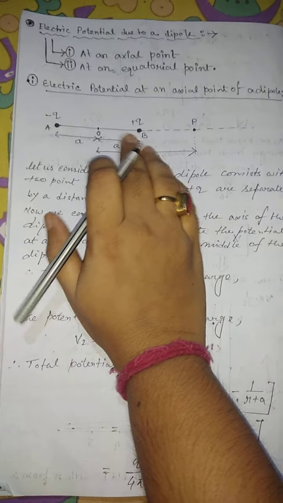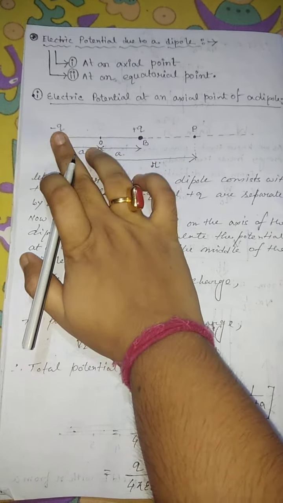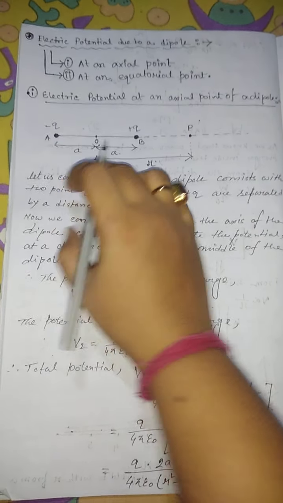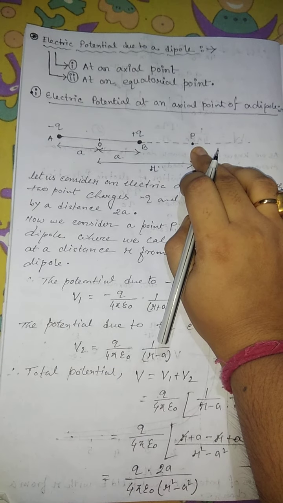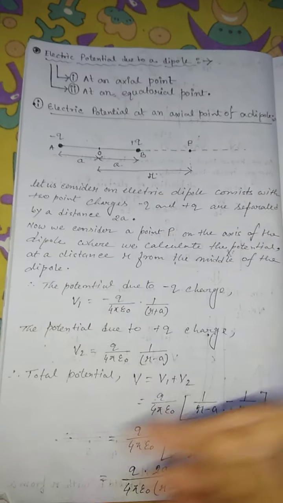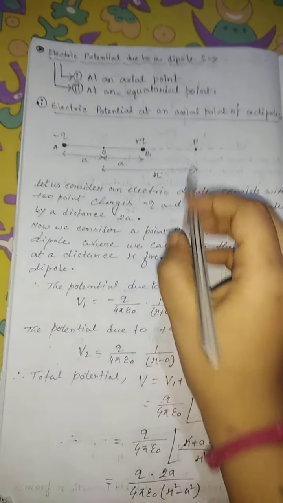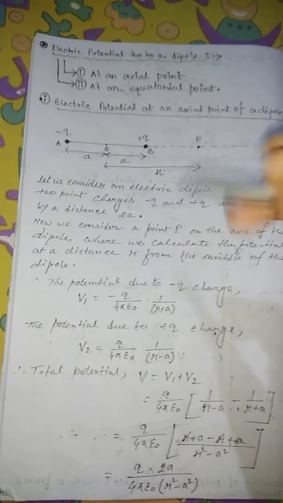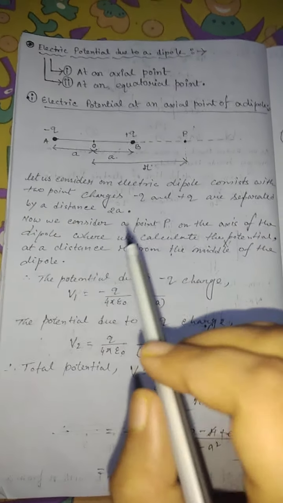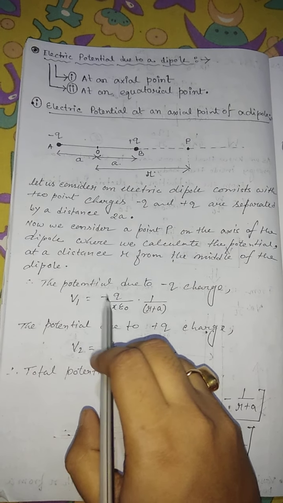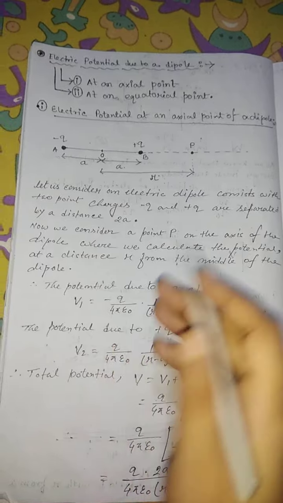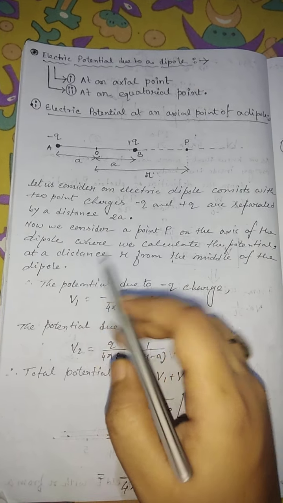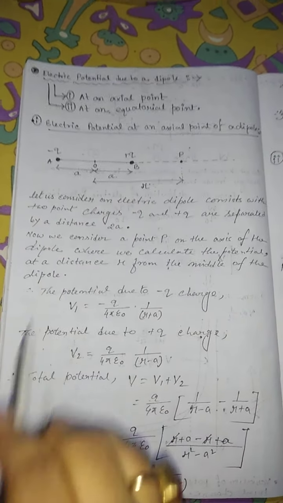So here we consider AB is an electric dipole consisting of 2 point charges minus q and plus q separated by a distance 2a. We calculate the electric potential at point P at a distance r from its center. First we calculate the potential due to minus q and the potential due to plus q. But here you must remember, you use the sign. In electric field we use only the magnitude, but when you find the potential, for minus q you also write the minus q.